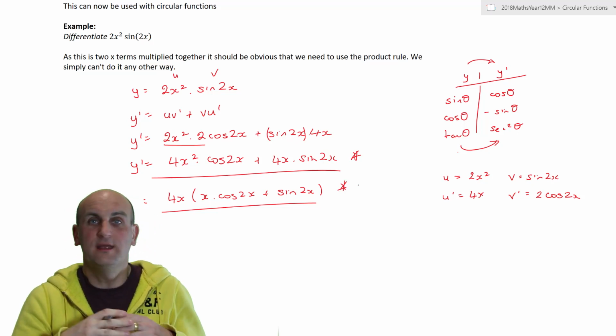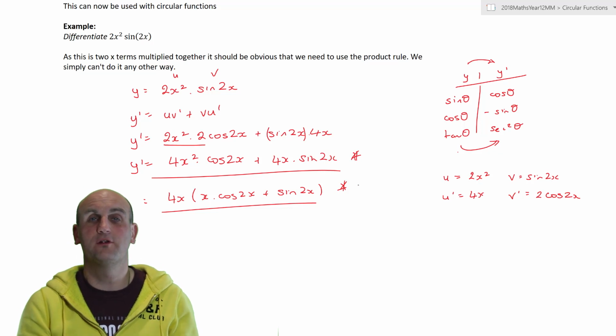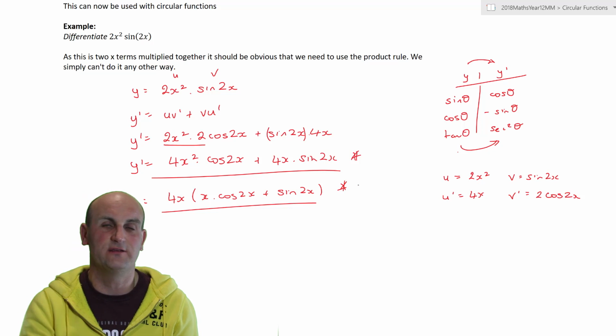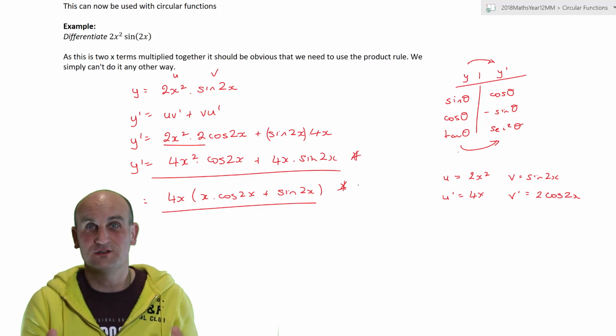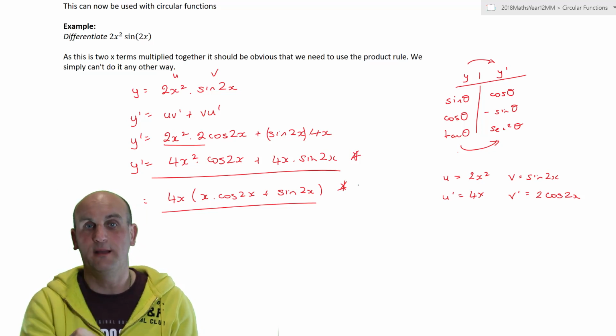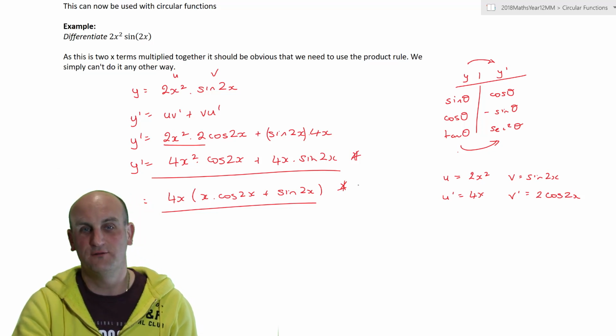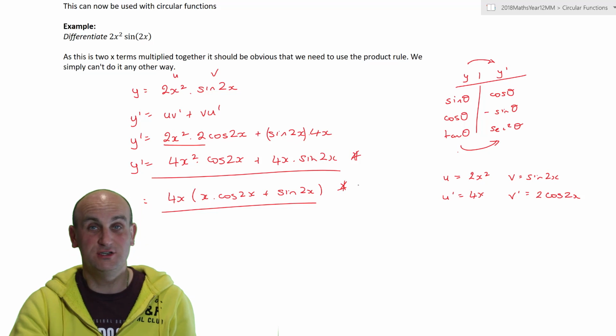Now, there's not too many examples I can do here, but so long as you remember that sine goes to cos and cos goes to minus sine and tan goes to sec squared, then pretty much the rest of it's all there. Just recap. Make sure you know how to use the chain rule with circular functions as well. But the product rule is just funky.